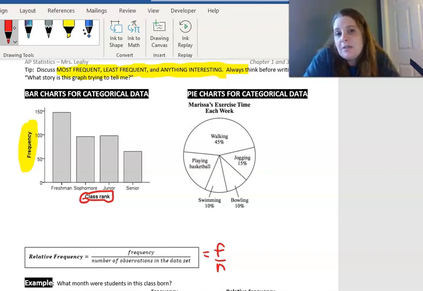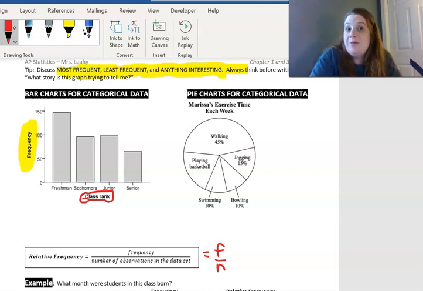And then in this one, I might mention that it's interesting that sophomores and juniors were the same at about 100. The other thing with the pie chart, if I said, when we look at Marissa's exercise time, her most frequent activity is walking at 45% of the time, while her least frequent activities are swimming and bowling, both at 10%. Now, I don't really see anything surprising about this. But maybe you know that Marissa's on the basketball team in the context of the problem. So you might say something like, wow, it's surprising that Marissa plays basketball less time than she walks for exercise. That might surprise you in the context of the problem.